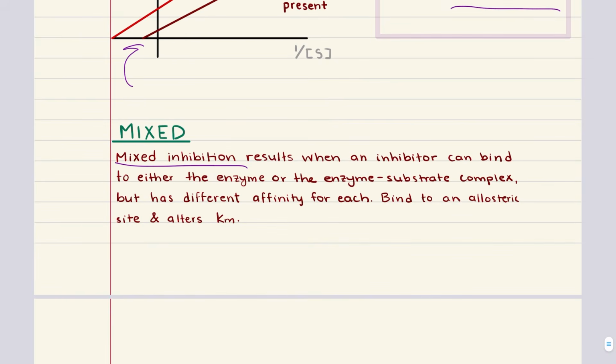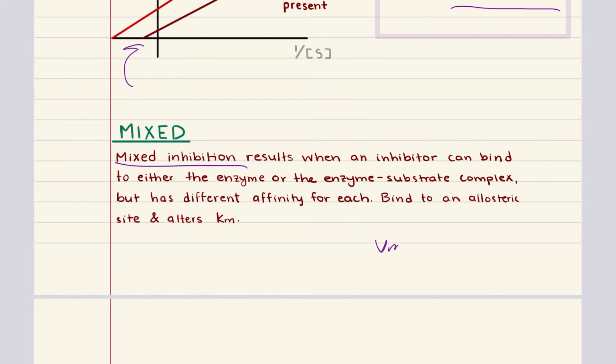This can either bind to the free enzyme or to the enzyme substrate complex. Let me repeat, a mixed inhibitor can bind to either the free enzyme or to the enzyme substrate complex, but with different affinities. Now, like non-competitive inhibitors, mixed inhibitors are going to bind to allosteric sites, and they are going to affect both the Vmax and the Km.